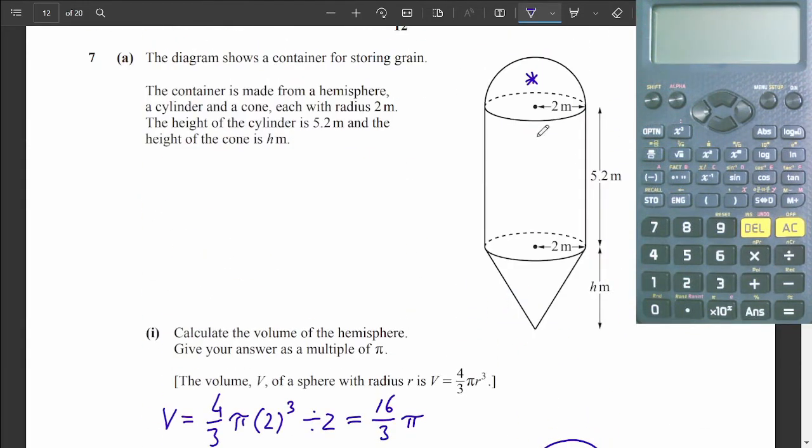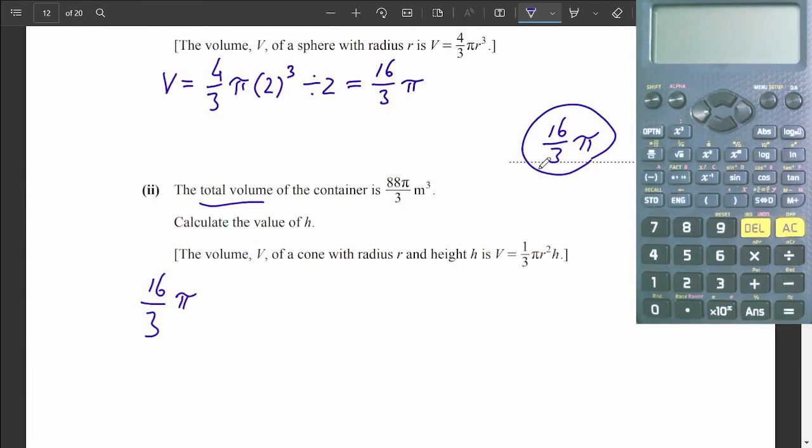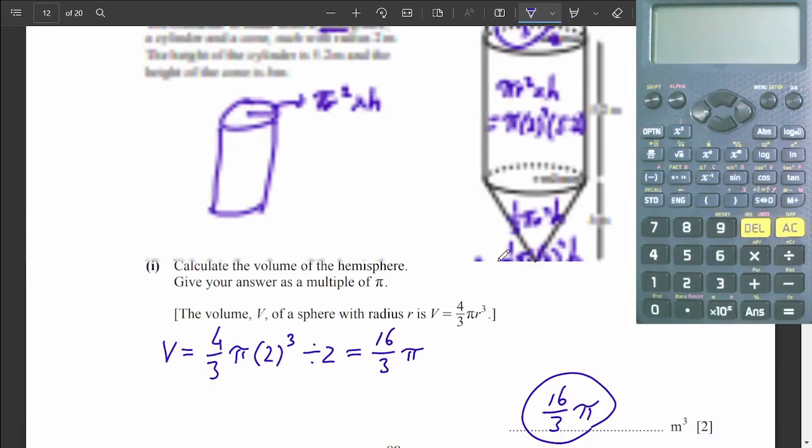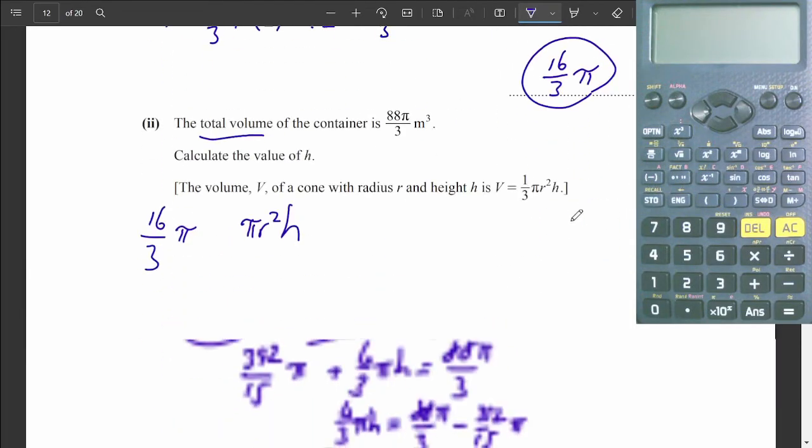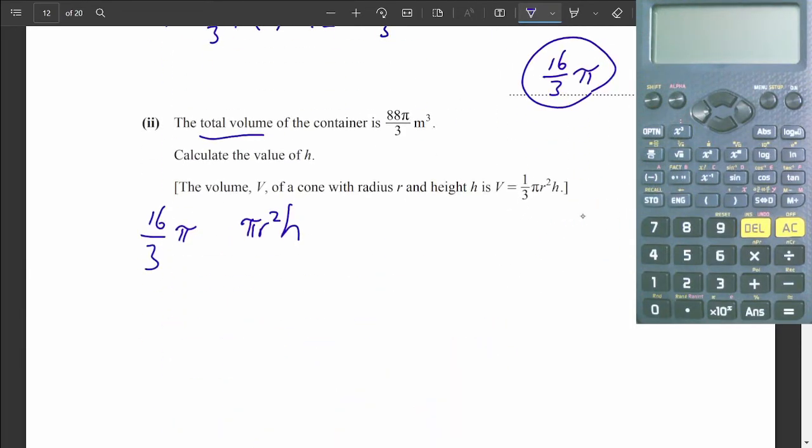Then there is the volume of the cylinder. And if you remember correctly, for a cylinder, the volume is the area of the cross section, which is a circle, pi r squared, times the height. So that would be pi r squared h. Then we've got the volume of the cone. They're given to us there. It's 1/3 pi r squared h.